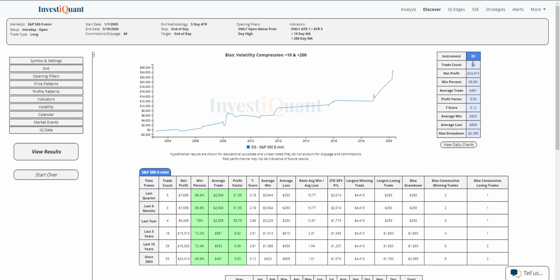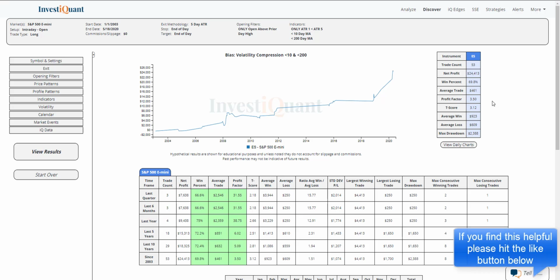It's a pretty strong win rate, 53 samples, win rate coming in close to 70%. And on average, the average win has been larger than the average loss. So that's producing a really solid looking equity curve for that bias.